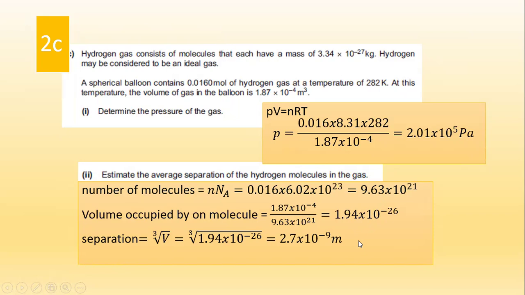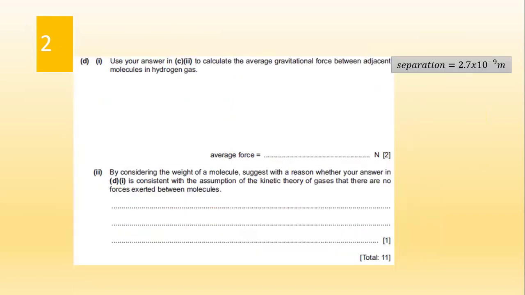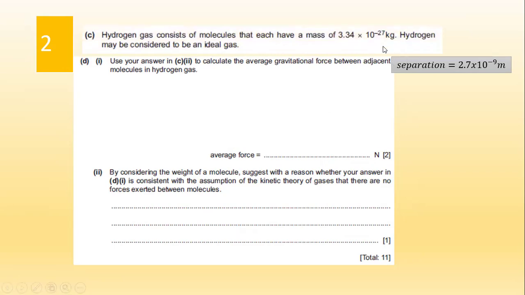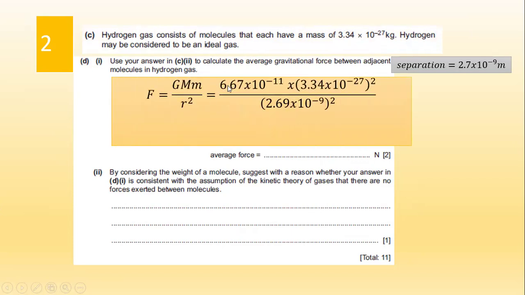Okay, anything not clear? Use your answer in part c2 to calculate the average gravitational force between adjacent molecules in hydrogen gas. They have given you the mass in the question. So use your formula, put in the values. There is G, there's the mass of the hydrogen molecule, that's two of them, and there's the separation of the molecules.